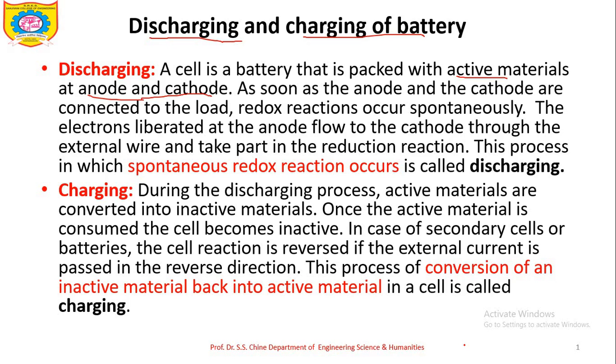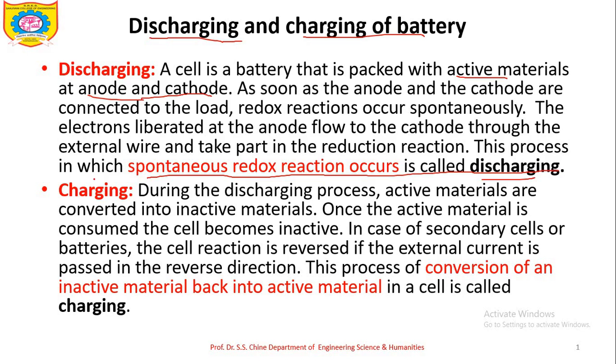So the active material is used, and there will be a flow of electrons towards the cathode. This process in which a spontaneous redox reaction occurs is called the discharging process. Whatever active material is packed into the battery at the anode and cathode will react and undergo a spontaneous redox reaction. That process is discharging.